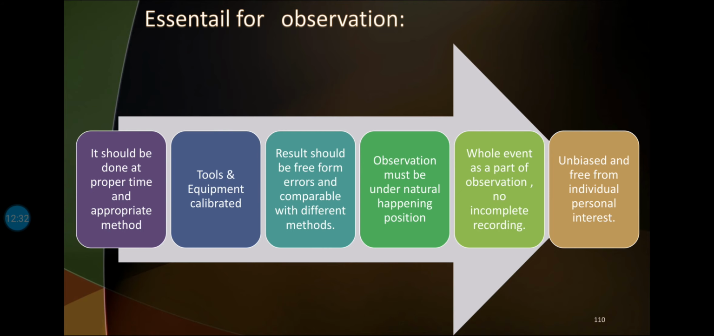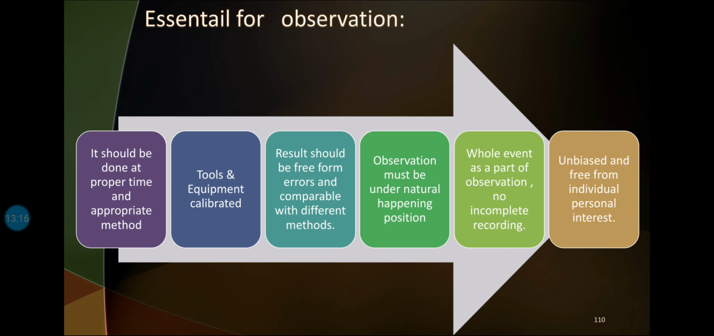Tools and equipment should be calibrated. It means that whatever you want to use should be calibrated and should give the correct reading, so that if someone wants to verify that your records and observations are correct, it can be justified with the calibration. Results should be free from errors and comparable with different methods. If you want to check the strength of an existing building and you have taken the readings using one of the equipments, now one can question how to rely purely on this equipment only.